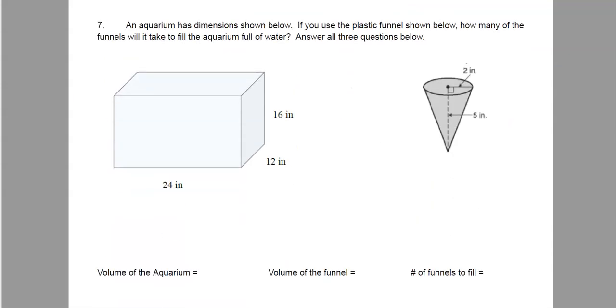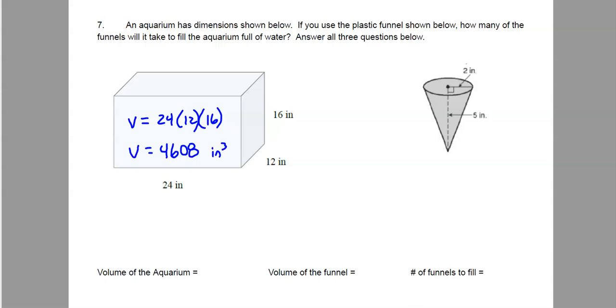Last one, we have an aquarium. We're dumping cones into there, trying to see how many cones it'll take to fill it up. So not too bad. So first we need the volume of this guy, which is 24 times 12 times 16. And when I multiplied all that out, I believe I got 4608 cubic inches. So that's the volume of the aquarium.